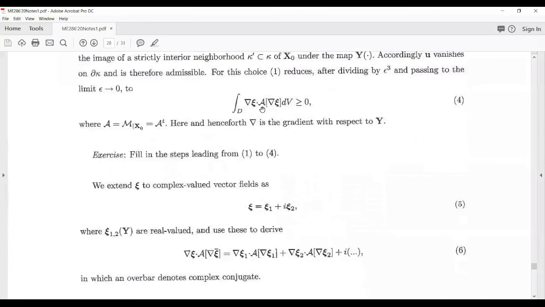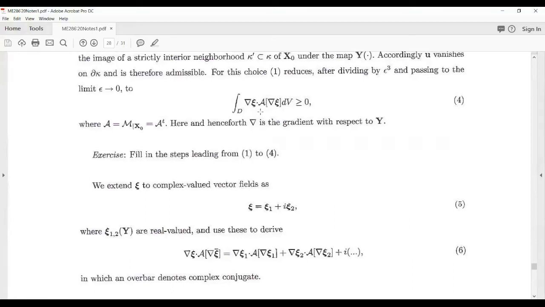So this inequality four is a necessary condition for inequality one, the basic inequality, the second variation inequality. It turns out to be convenient to extend this inequality, if we can, to complex valued vector fields. So psi is an ordinary real valued vector field. We can extend it to complex vector fields by introducing a real part and an imaginary part. I is the complex unit, I squared is minus one. So psi one and psi two are two real valued vector fields.